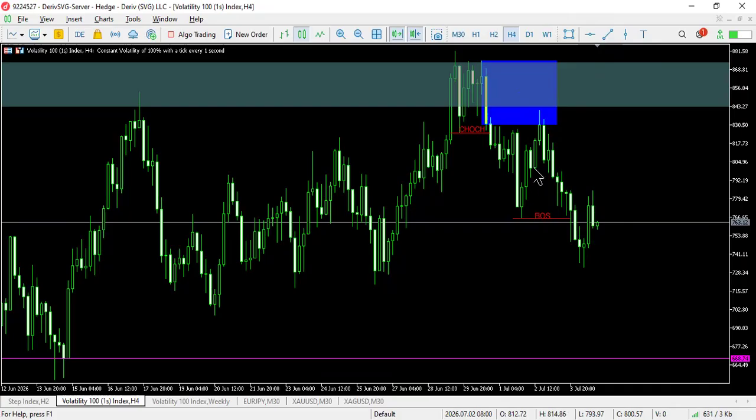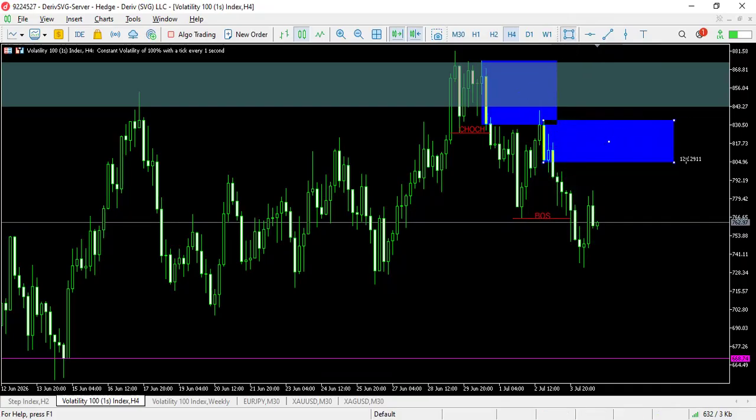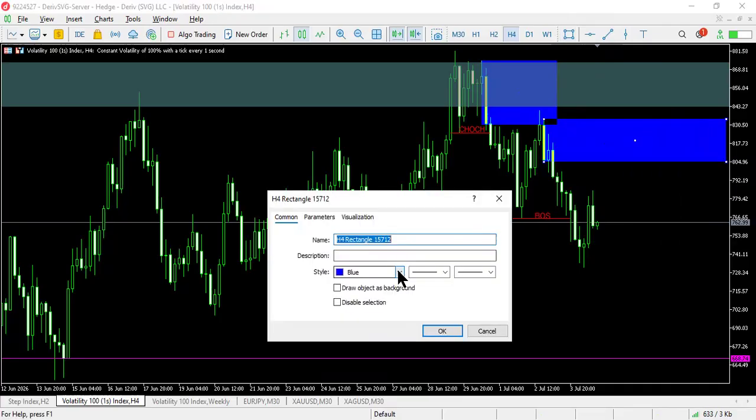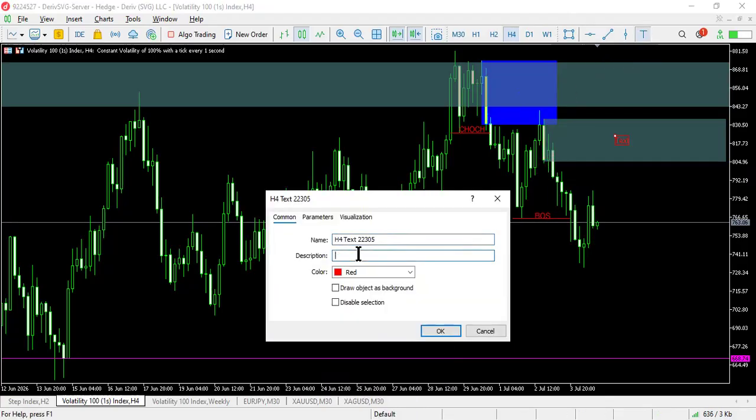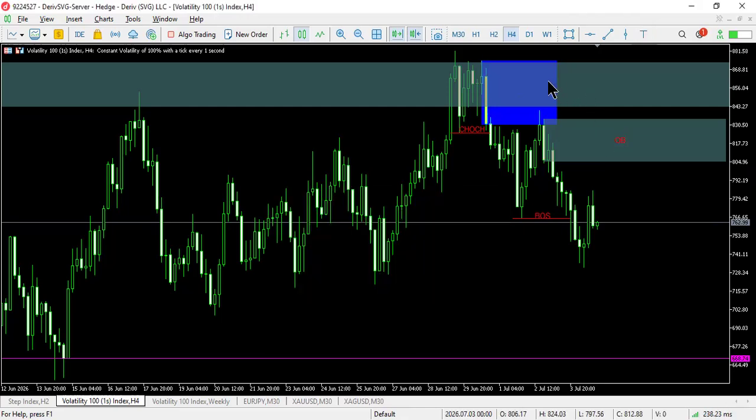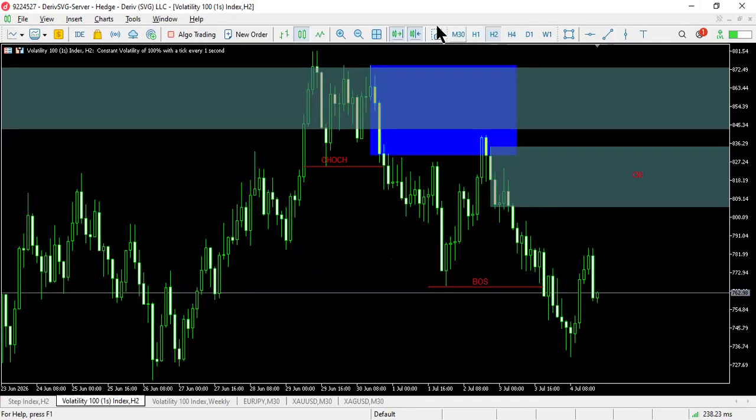We have a new break of structure with the order block at that level right there. So there is the order block. Heading over to the end time frame, which is the 2-hour time frame, we can see that price reacted from that FVG and then we are pushing.